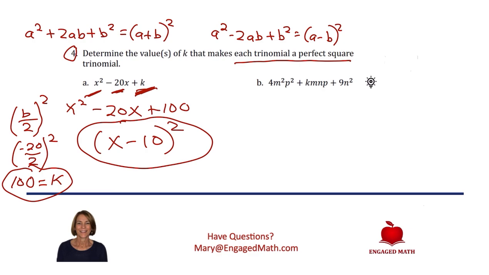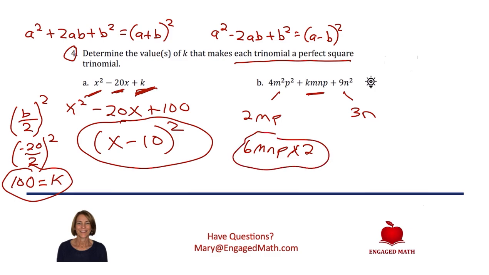Now, keep in mind that we already know that if we have a perfect square trinomial, the square root of the first term times the square root of the third term, doubled, has to give us the middle term. So the square root of the first term is 2mp. The square root of the last term is 3n. If we were to multiply those together, we would get 6mnp. I'm just going to put it in alphabetical order. And if we doubled that, times 2, that would give us the middle term if it's a perfect square trinomial.